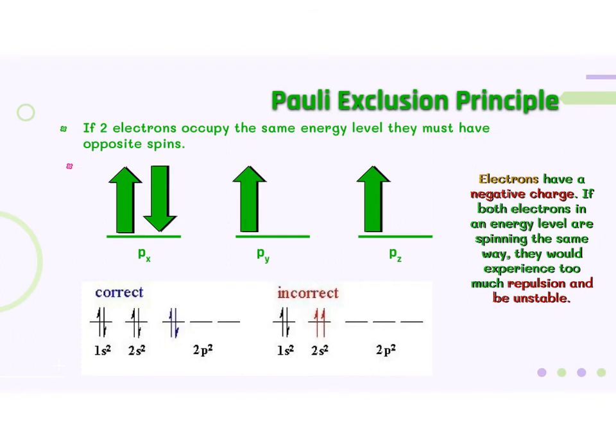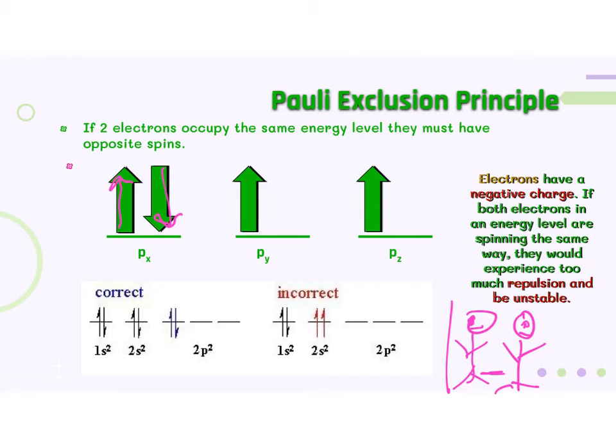Pauli's exclusion principle states that if 2 electrons occupy the same energy level, they must have opposite spins. So in this case, this electron is going to spin up while this electron is going to spin down because they have to share the same space. Think about it this way. If you have a complete stranger, one person's going to be looking out the window, and this person's going to be looking out the aisle. They're going to be as far away from each other as possible, even though they have to share the same bus seat.